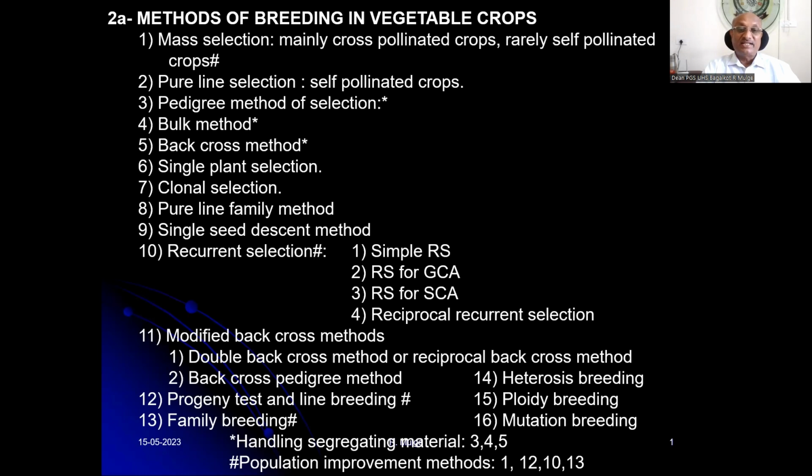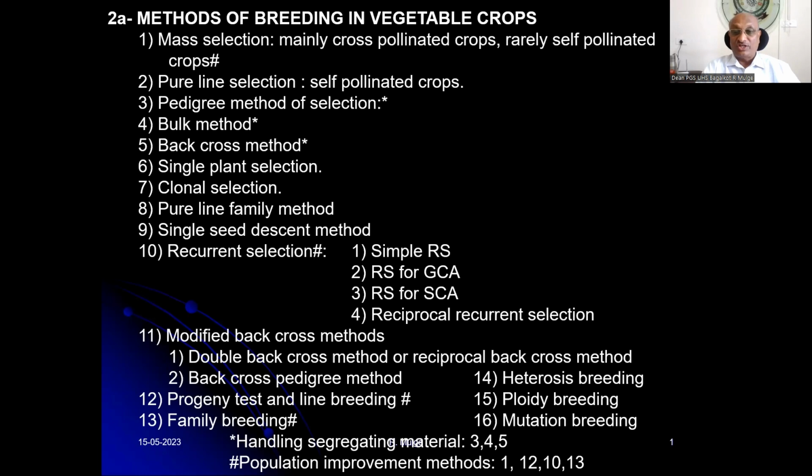Then you have progeny test and line breeding. Again, this is for cross-pollinated crops: family breeding, some advanced way of line breeding, group breeding. The plants, the family you can have. That means several separate lines you are going to use rather than simple line breeding. This is again for cross-pollinated crops.